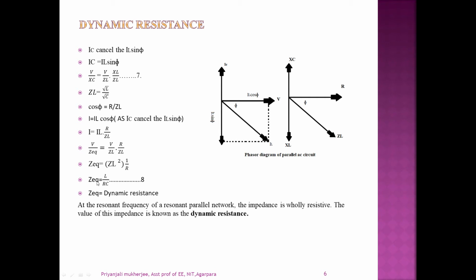At the resonating frequency, in a parallel resonating network, the impedance is completely resistive, and this value of the impedance is known as the dynamic resistance of the parallel circuit. So the dynamic resistance becomes L divided by C into R, and normally R being small, the impedance is very high at resonance, and then the current is much lower in the parallel circuit, and hence this circuit is called the rejector circuit.